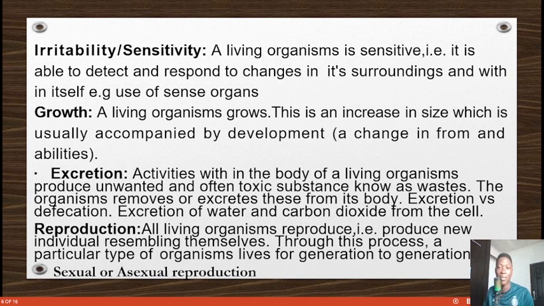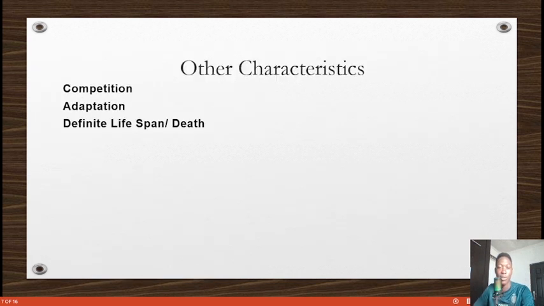So guys, we have done movement, respiration, nutrition, irritability, growth, excretion, reproduction. So it remains what? 3. CAD that I discussed. Good. So what are the other characteristics? Competition, adaptation, and definite lifespan or death.